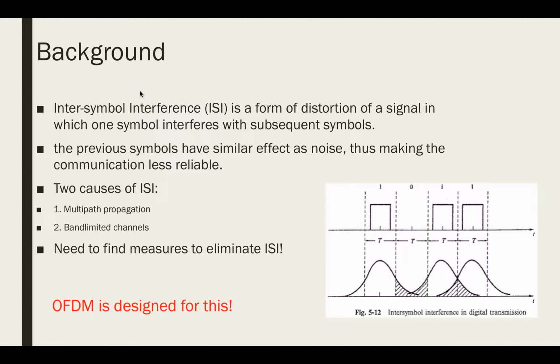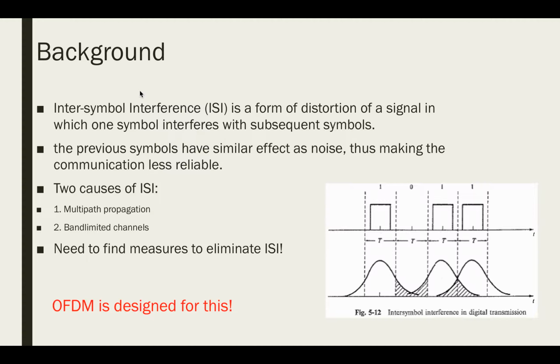And the first is the background of this project. In a basic communication system, there exists a phenomenon named ISI. It's a form of distortion of a signal in which one symbol interferes with subsequent symbols. If the available bandwidth of the data modulator is completely used by each symbol, the system can lead to ISI, which means the previous symbols have similar effects as noise, thus making the communication less reliable.